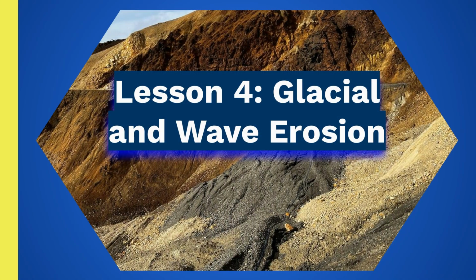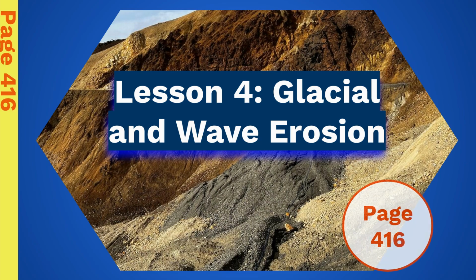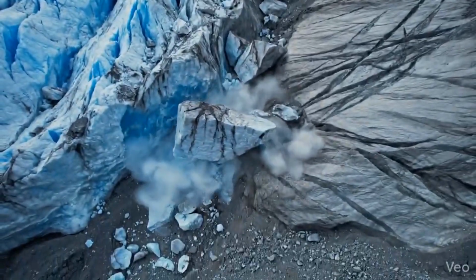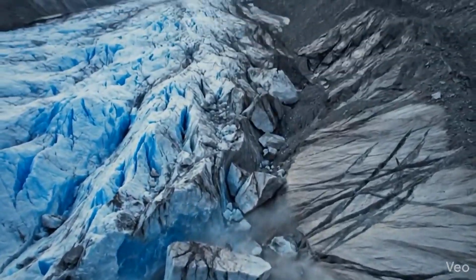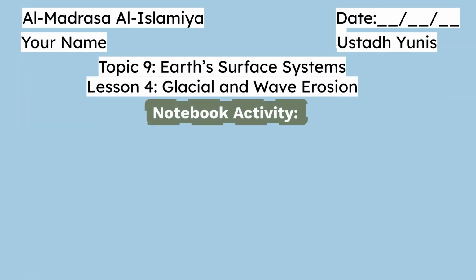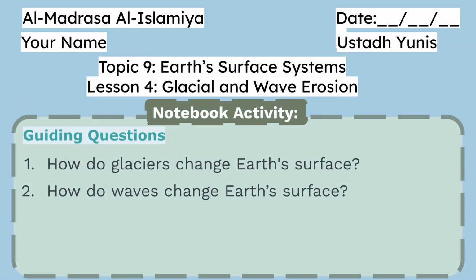Now we will be moving on to Lesson 4, which covers glacial and wave erosion. Please turn to page 416 in your textbook. For our notebook activity, we will consider 2 guiding questions. How do glaciers change Earth's surface? And how do waves change Earth's surface?